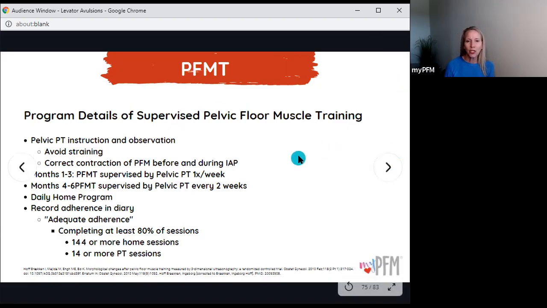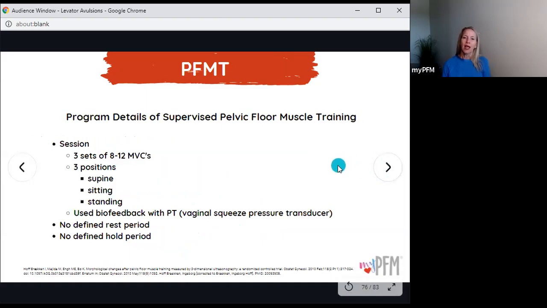All right. So for the first 3 months, they did supervised pelvic floor muscle training with a pelvic physical therapist once a week. And then the last 3 months, they did supervised pelvic PT every 2 weeks. The people had a daily home program. They recorded adherence in their diary, and adequate adherence was determined as completing at least 80% of the sessions. And that would be 144 or more home sessions or 14 or more PT sessions. And here's what they did.